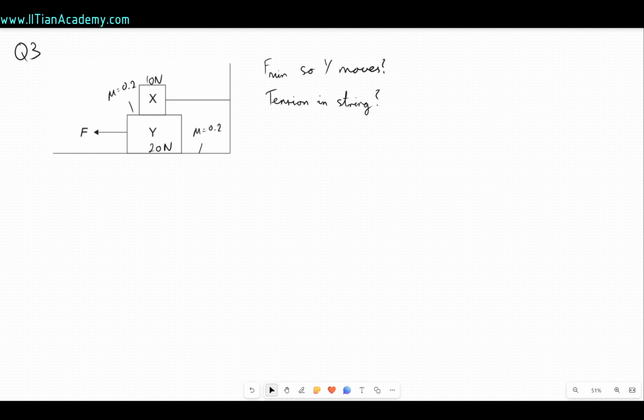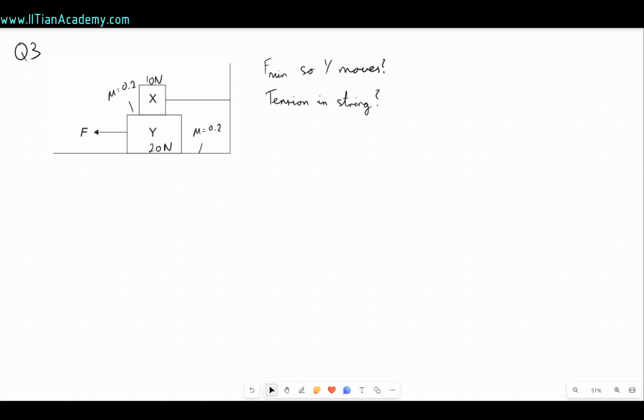So in question 3, we are given this diagram. We have this block X on top of block Y, and we are asked to find the minimum force F required to move block Y just before block Y begins to move, and we also need to state the tension in the string at this point.